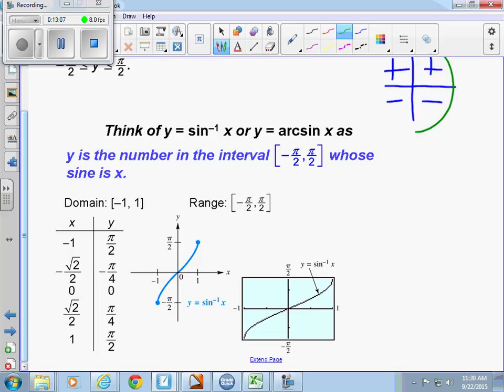Notice how my x and y axes are labeled. My y-axis is now labeled with pi over 2's and negative pi over 2's, and my x-axis is now labeled negative 1 to 1. So the domain of a sine inverse function is negative 1 to 1 because that was the range of a sine function. And the range of this sine inverse function is negative pi over 2 to pi over 2.